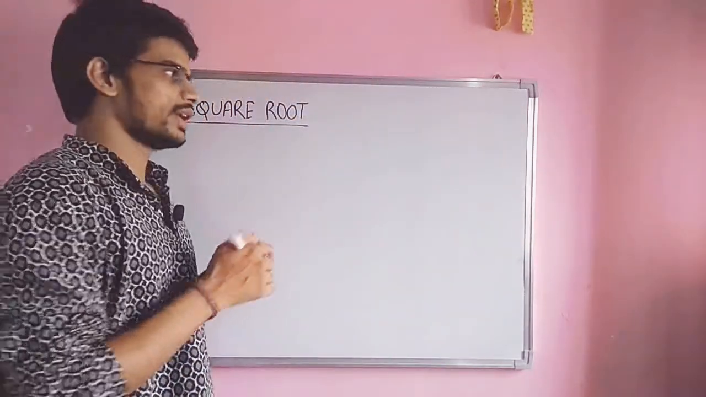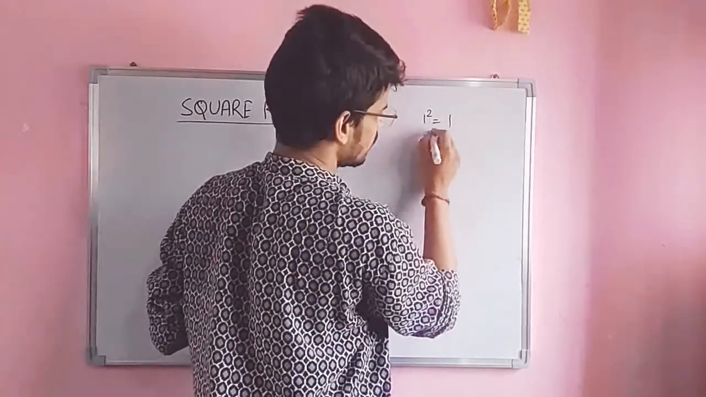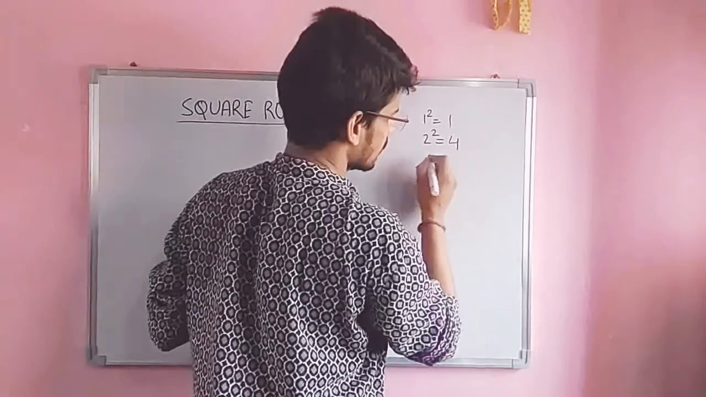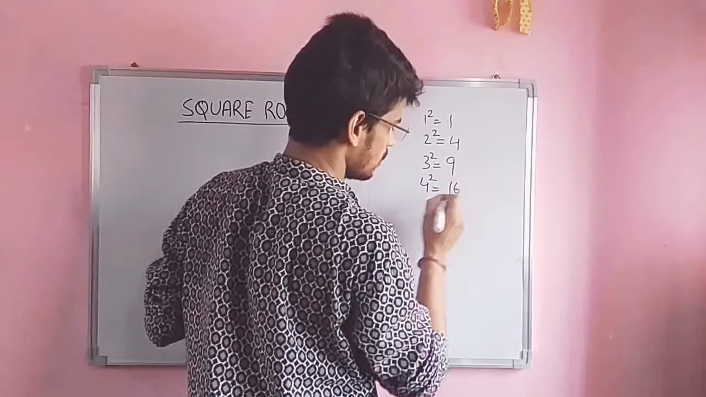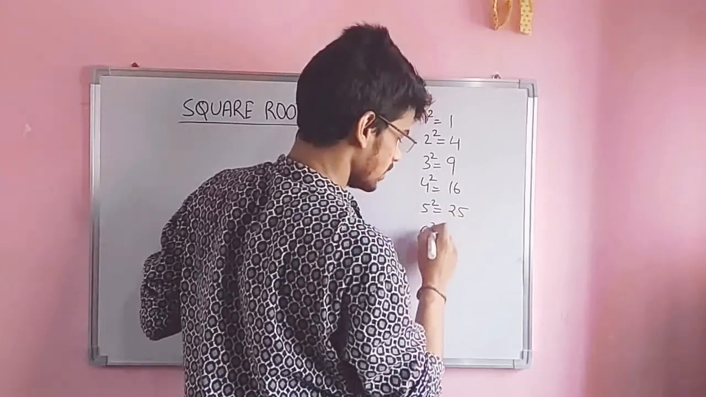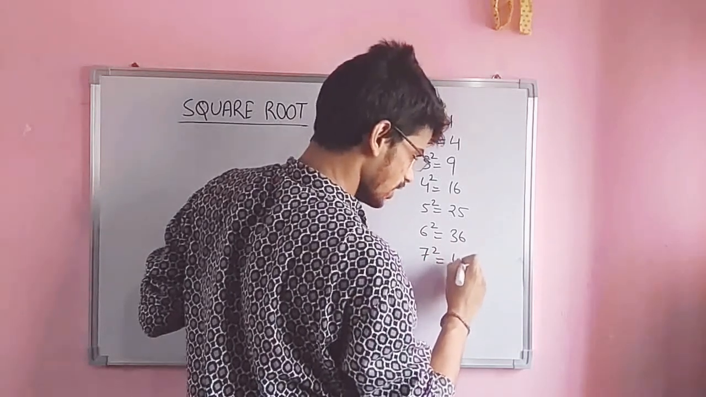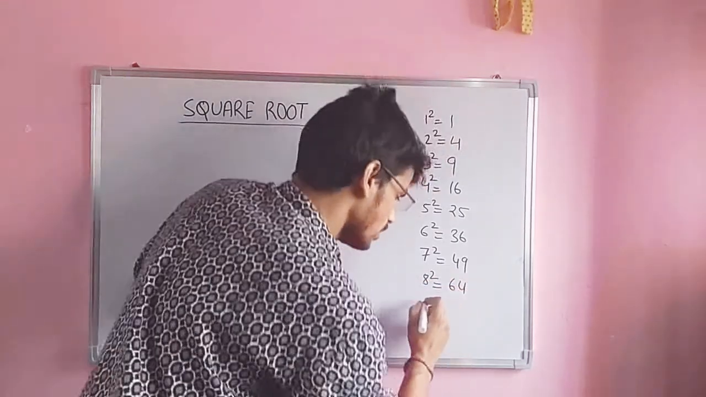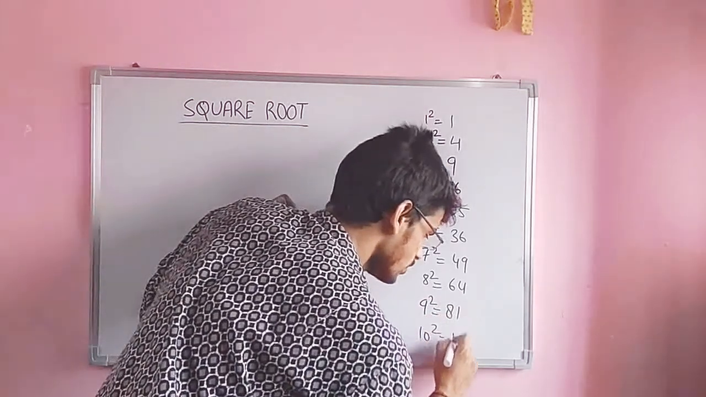We know the basic squares. 1 square is how much? 1. 2 square is how much? 4. 3 square is how much? 9. 4 square is how much? 16. 5 square is how much? 25. 6 square is how much? 36. 7 square is how much? 49. 8 square is how much? 64. 9 square is how much? 81. And 10 square is how much? 100.